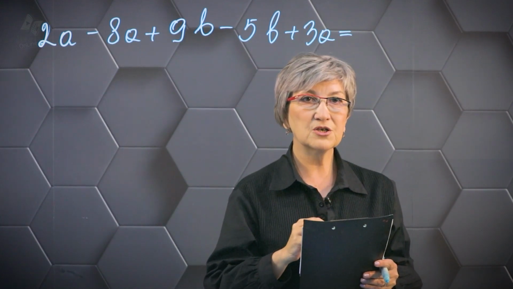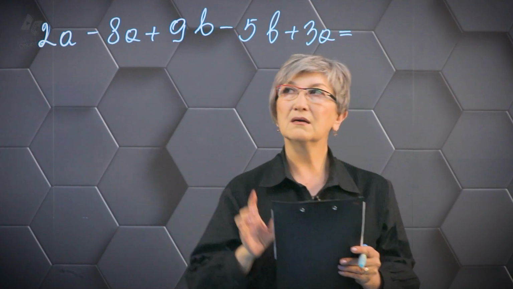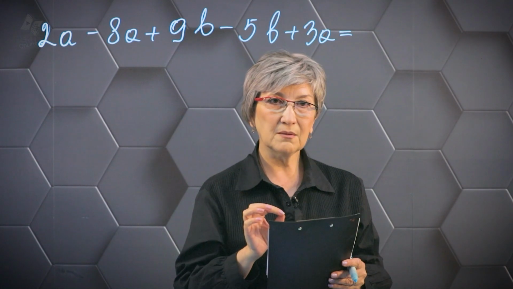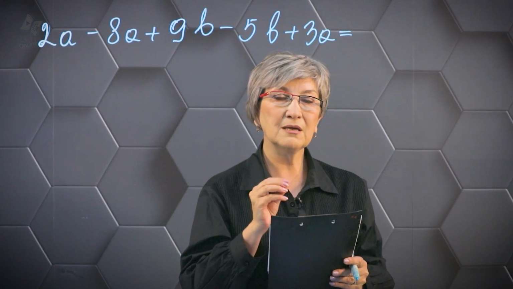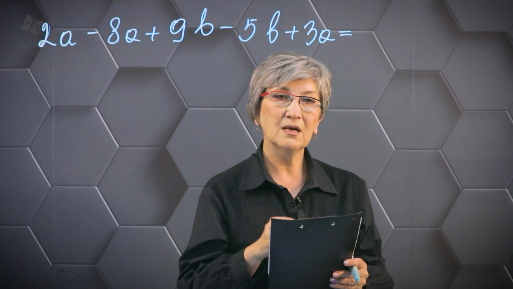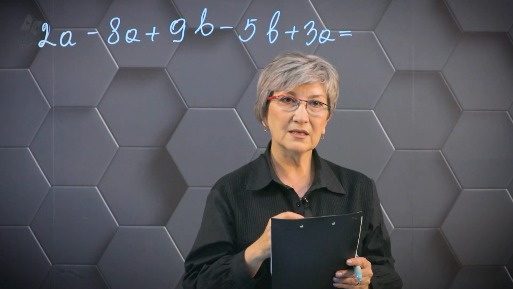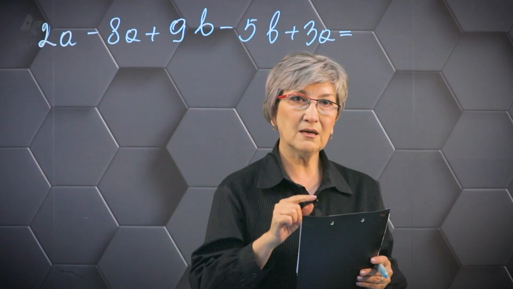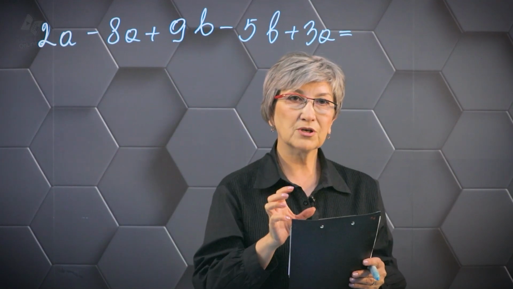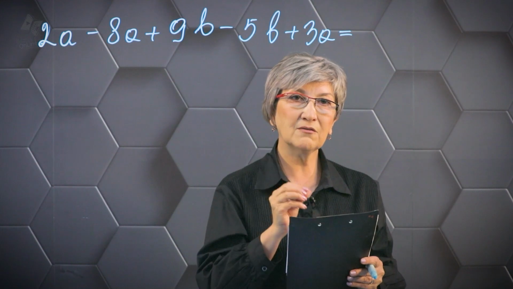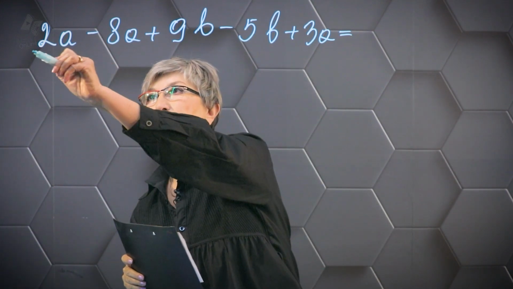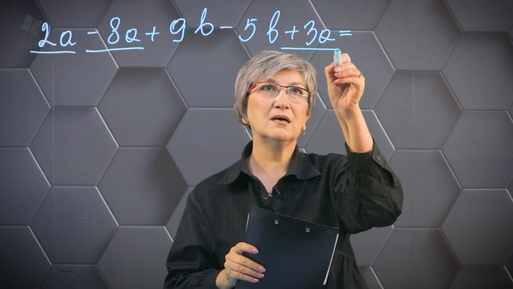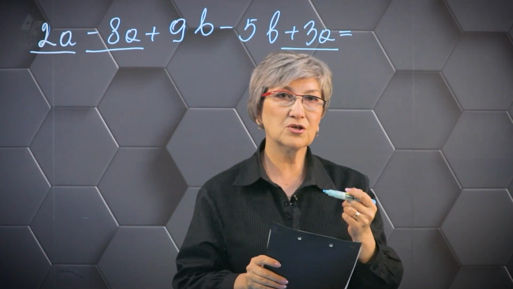In order to solve this example correctly, let's find like terms. Again, like terms are terms that have the same letter part. Only the coefficient differs. To avoid getting confused, I recommend underlining like terms with the same lines. I see 2a, minus 8a and 3a, and I underline these terms with the same line.